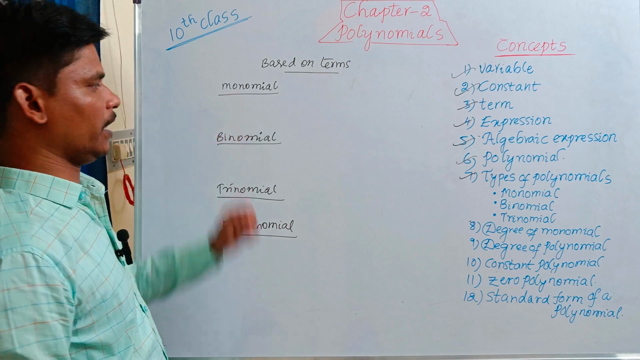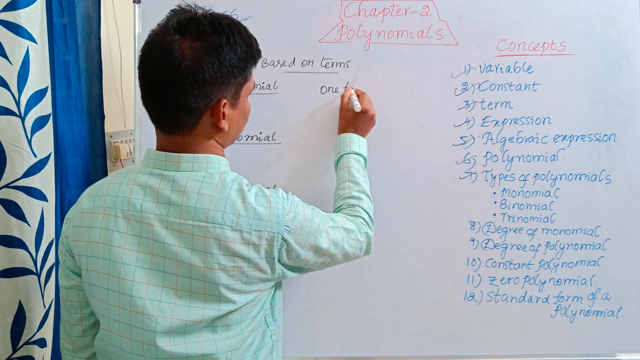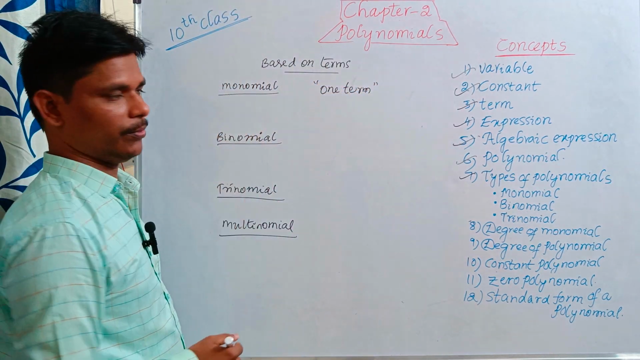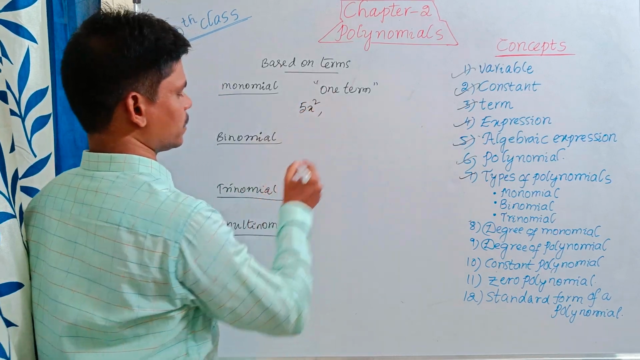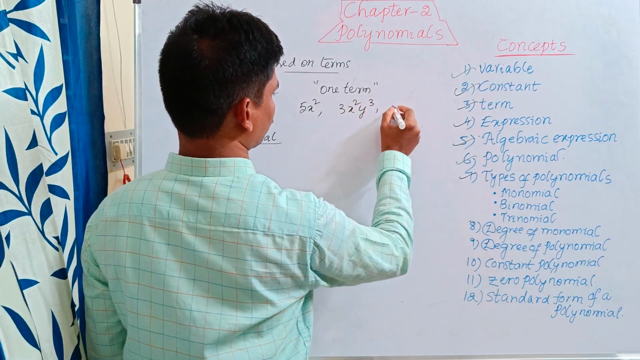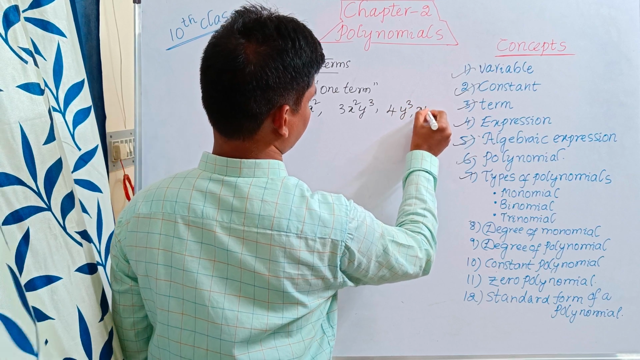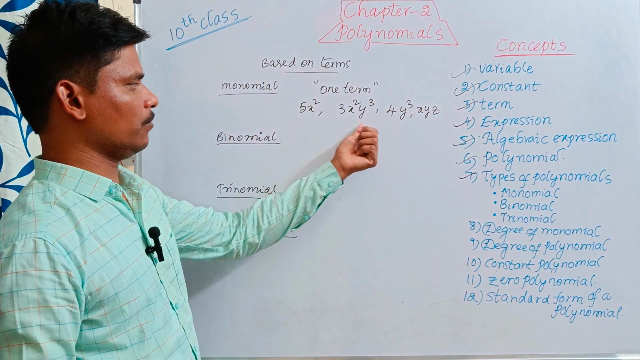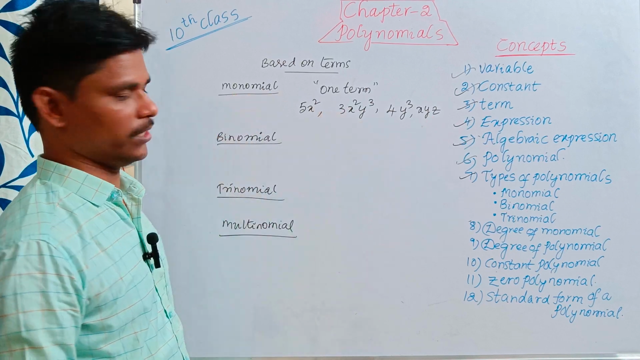The polynomial containing only one term is called a monomial. For example, 5x square, 3x square y cube, 4y cube, xyz. So these are all called monomials.